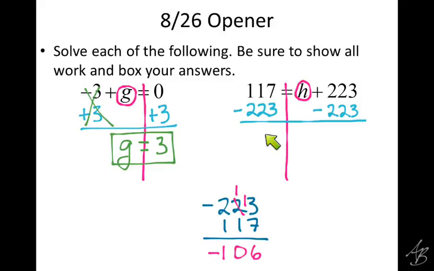All right, so I need to go back up here and write my answer, though. So on the left side, when I subtract that, I get negative 106. And on the right side, those 223's cancel, and that leaves what? H. So we get negative 106 equals H. Okay. Again, I want you guys to notice that on the problems, when the variable started on the right side, it ended up on the right side also. So we don't flip it around to write h equals negative 106, but we keep it on the same side.